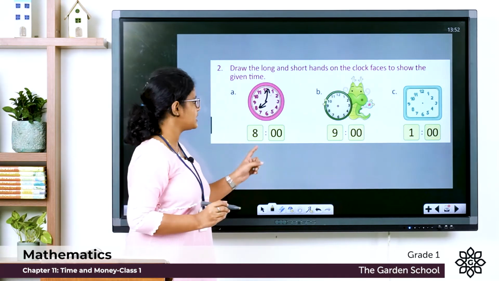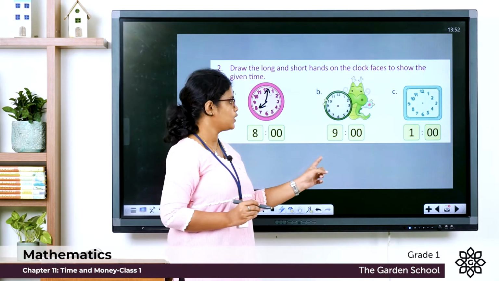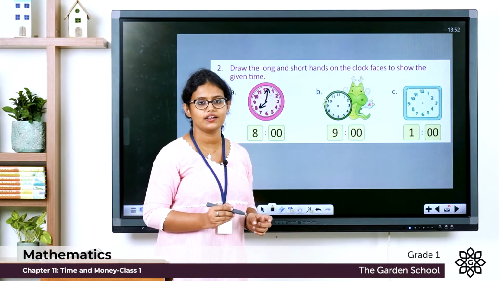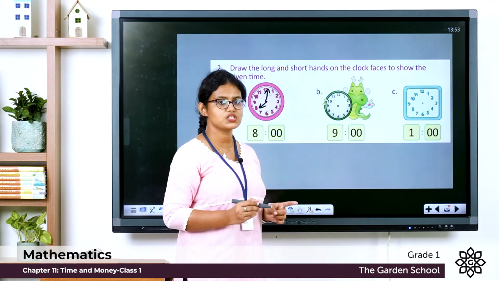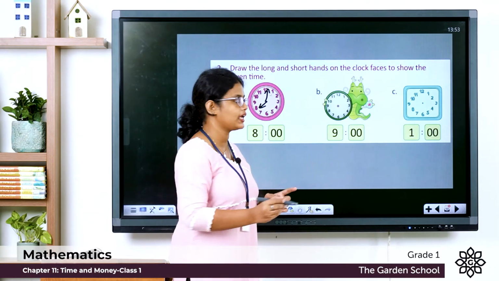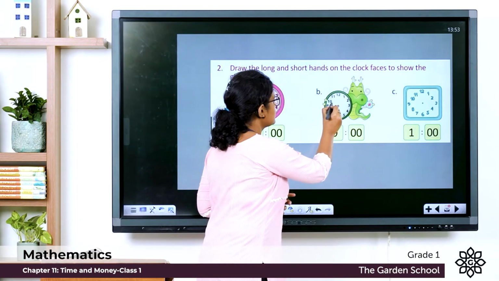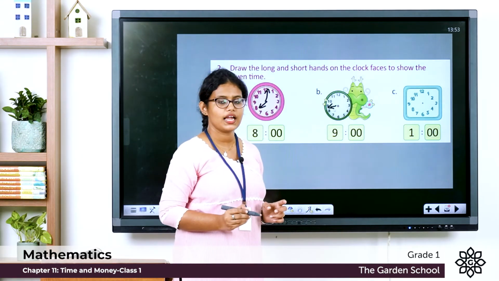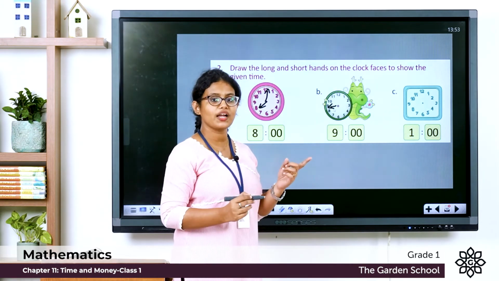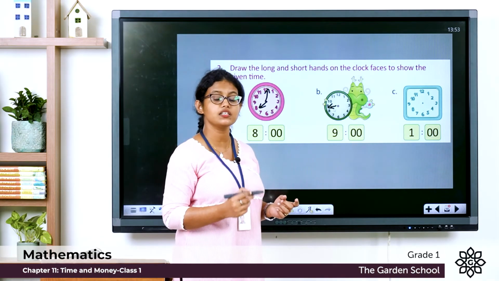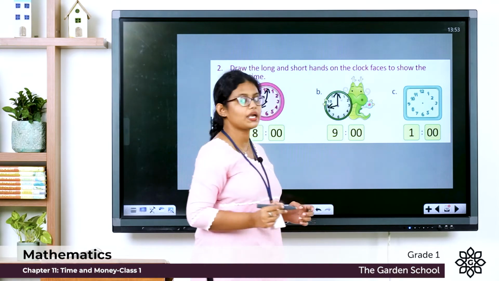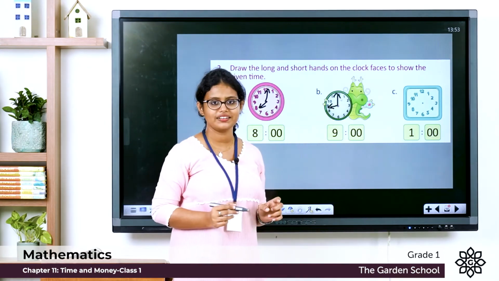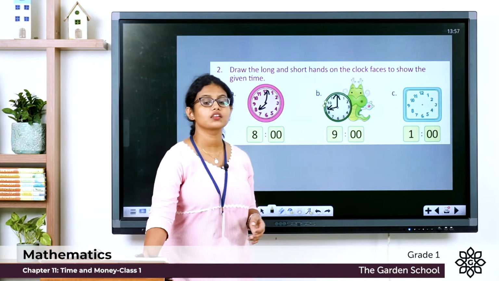Fine. See the second one. You have to represent 9 o'clock. So the hour hand points to which number? 9. The hour hand is the small hand and the minute hand is the long hand that points exactly at 12. So what time is it? 9 o'clock.